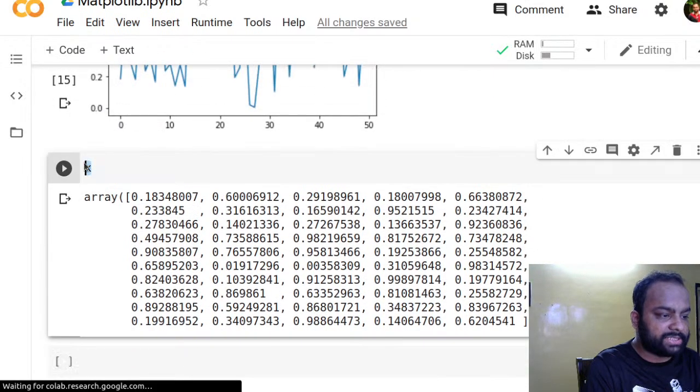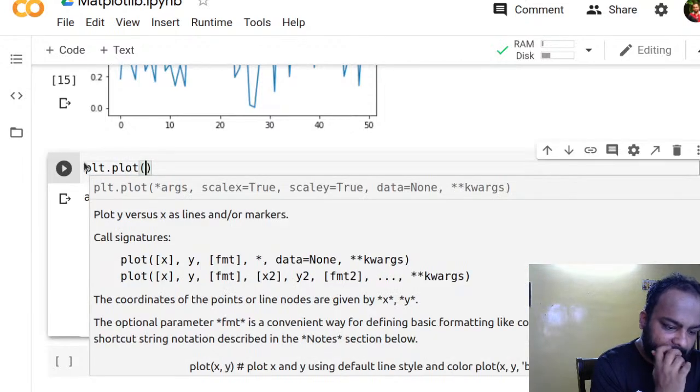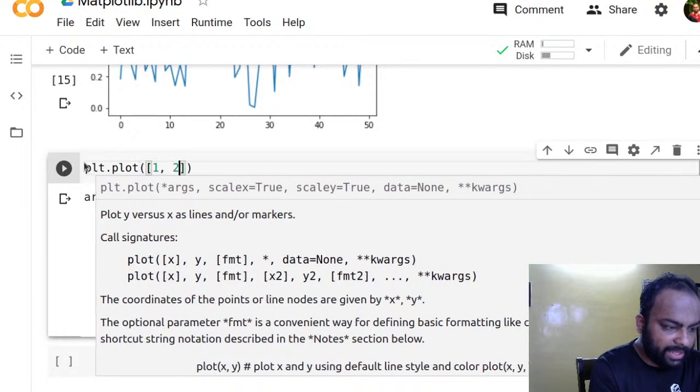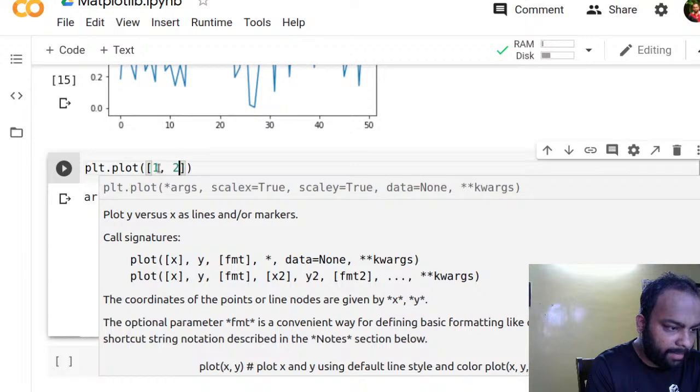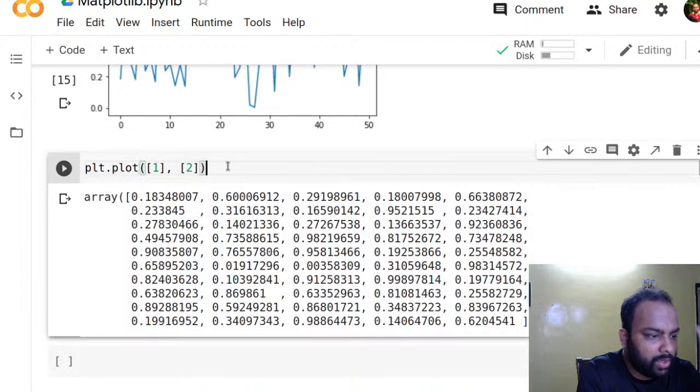Before we jump further, let's do a plot like this. Let me write plt.plot, and I'm passing in a list. I'm saying 1, and this is 2. Okay, let's see what happens.